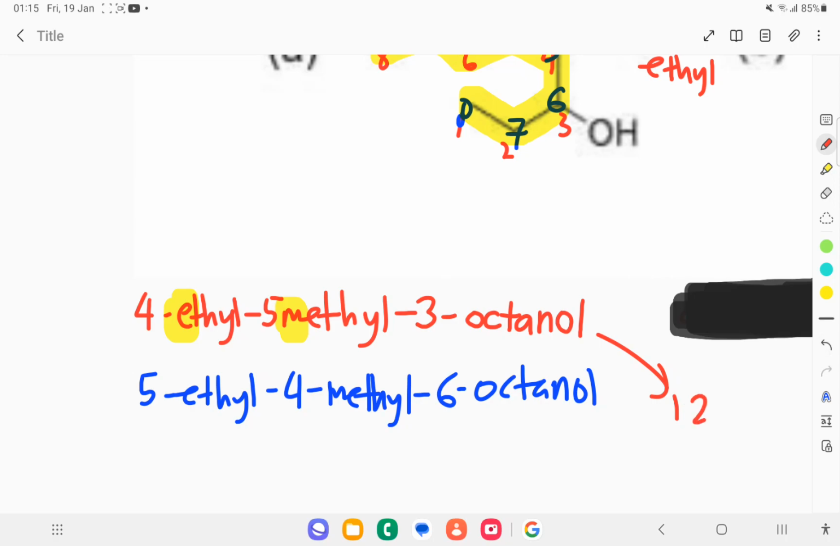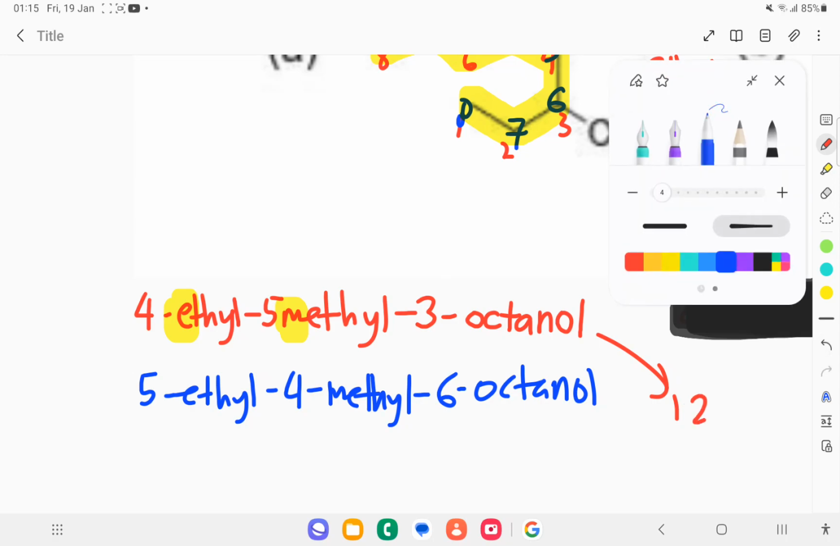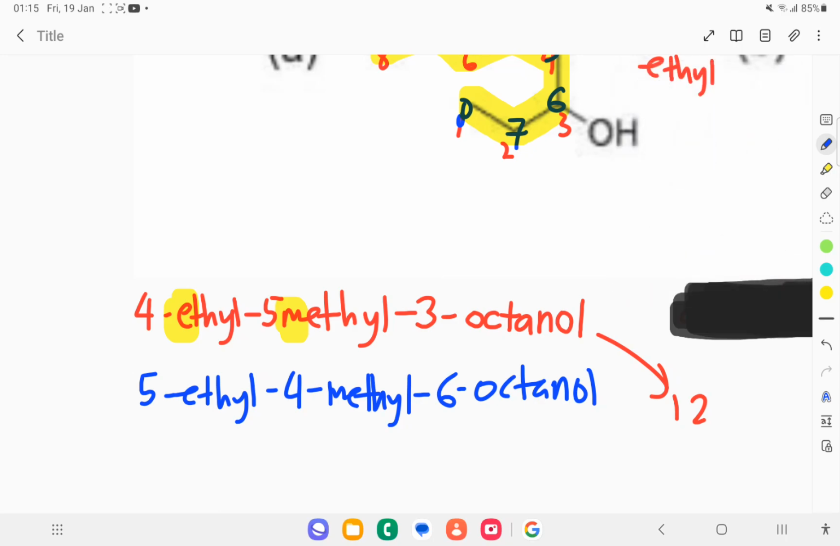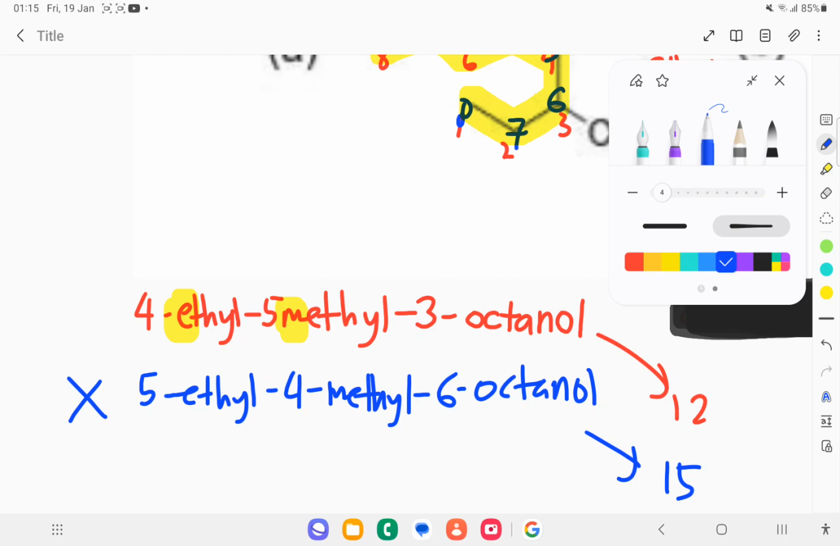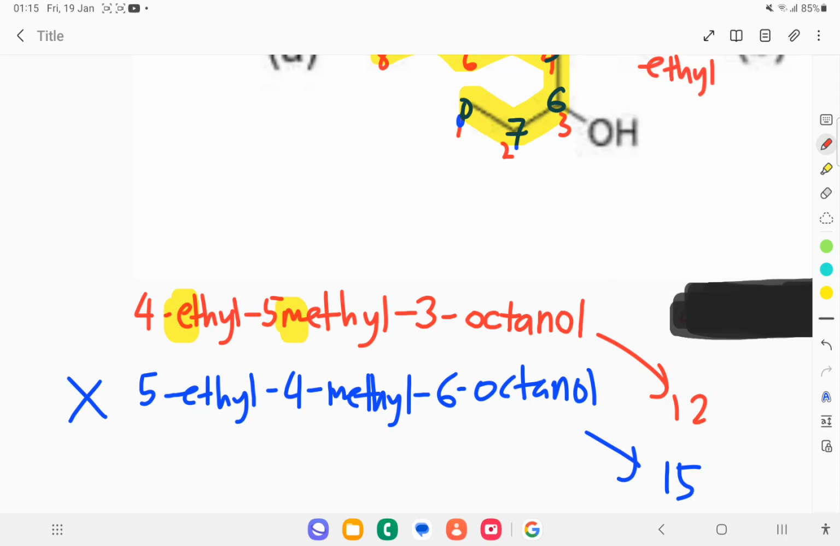Okay, but for the blue one, 5 plus 4 plus 6, 11 plus 4, so it is 15. So due to these two reasons, it is wrong. So the name for this compound would be 4-ethyl-5-methyl-3-octanol.